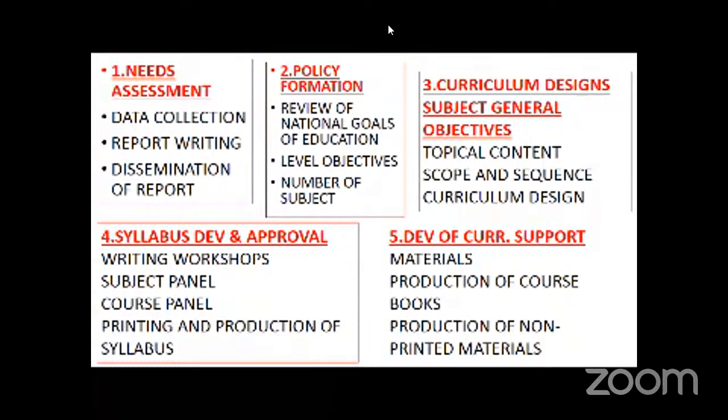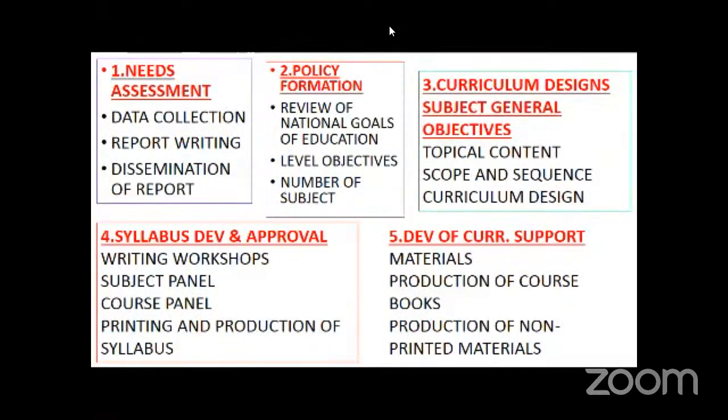After the needs assessment in the very first stage, we get to the policy formation in stage 2, where again we have a review of the national goals of education. Why review the national goals of education? Just to make sure that whatever data has been collected is in line with the national goals of education. And if it is not, what must be done during the policy formation to align things?